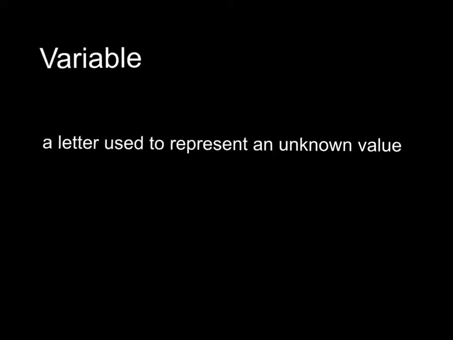This video is about variables and goes with 6th grade CPM, Chapter 4, Section 1, Lesson 1. First, let's define variable. A variable is a letter used to represent an unknown value. This can also be a symbol, but right now we're just using letters.